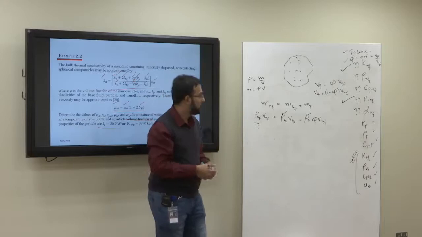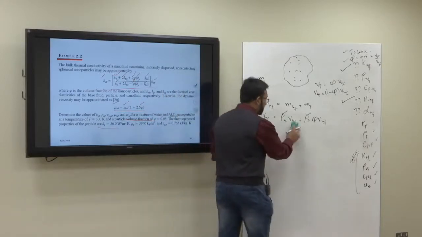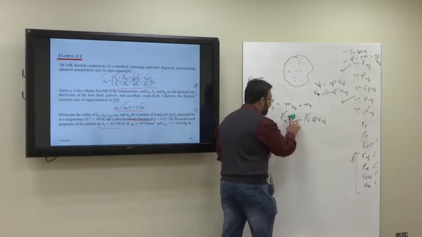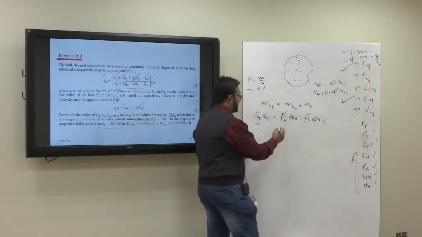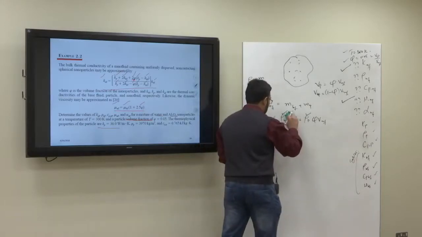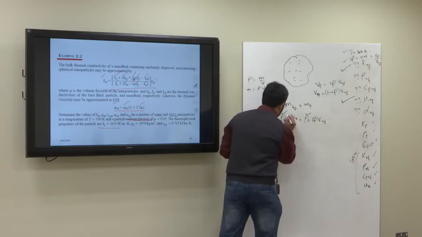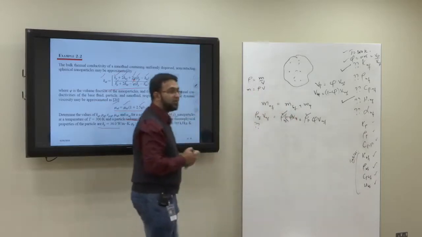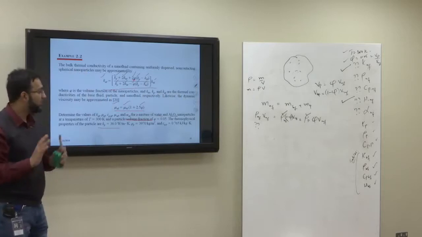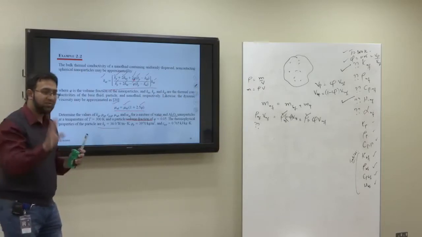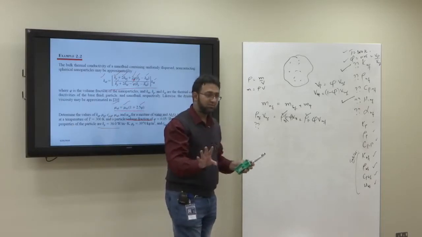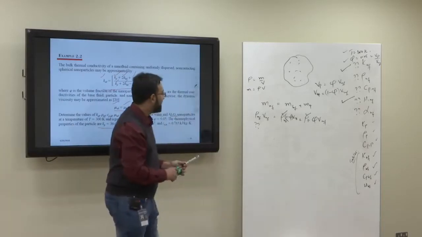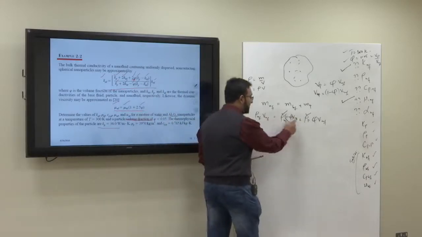So let me replace VBF with 1 minus phi VNF. Is it clear or not? So far it's clear, everybody. Is there anything which is not clear so far? Everything is okay, right? Now, if you see here, we have VNF here, VNF here, VNF here.